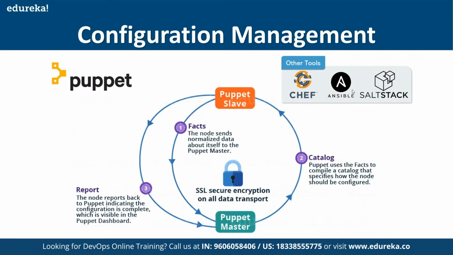Once the catalog is applied, the Puppet slave sends a confirmation to the master on whether the job has been successfully executed or not, something called a Puppet report. If you go with the enterprise version of Puppet, you get licensing, and you get GUI functionality where you can see how your configuration is being deployed and pushed. But the same is not true with the free version of Puppet. So that is something to note about Puppet.